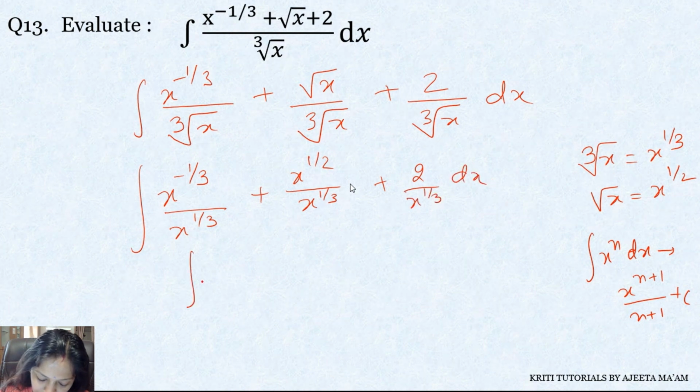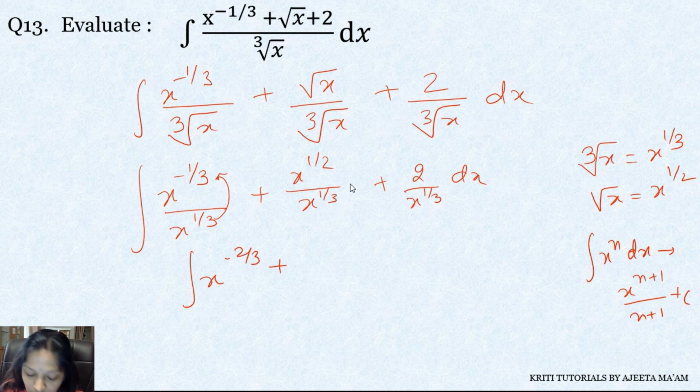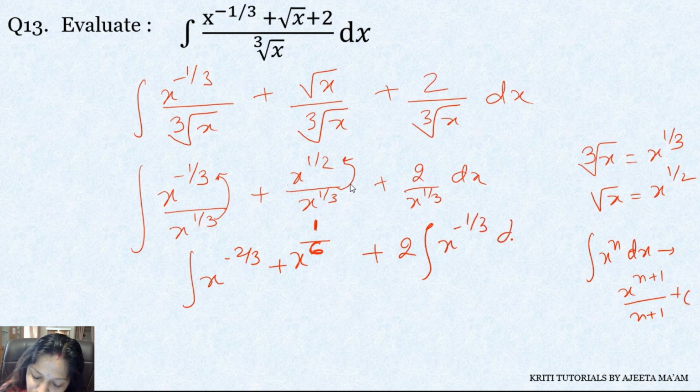Now let's make the powers simplify करते हैं. So minus 1 by 3, and this power will also go up. It will become minus 1 by 3. So this will become minus 2 by 3. Now half minus 1 by 3. So when this will go up, it will become negative again. So 1 by 2 minus 1 by 3. If we take the LCM and subtract, it will become 1 by 6, x raised to 1 by 6. Now here 2 is constant, so we can simply take it out: x raised to minus 1 by 3 dx.